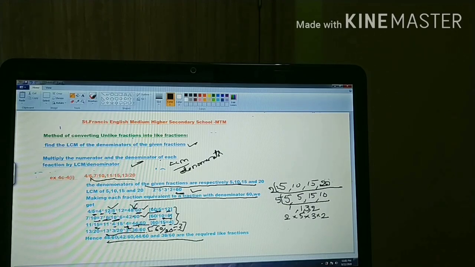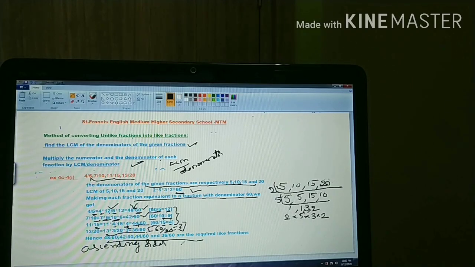Suppose they ask you to arrange these fractions in ascending order or descending order, what do you have to do? By observing these fractions, we can say that all the denominators are equal. Now we have to look at the numerators. If they ask for ascending order, that means smaller to bigger, right?